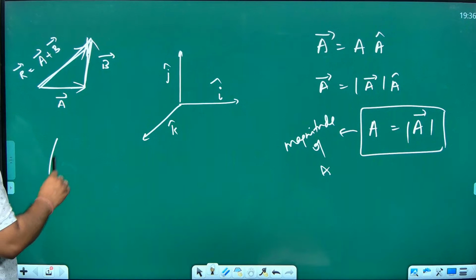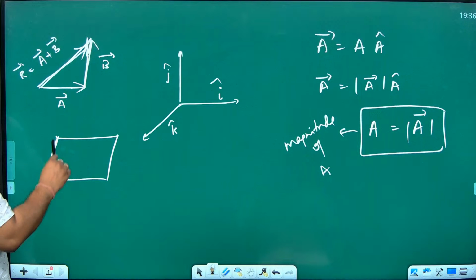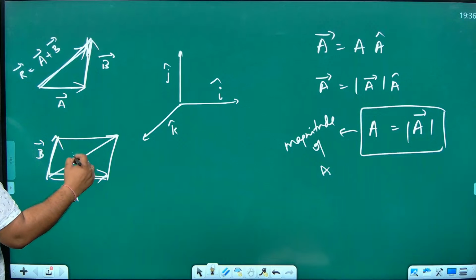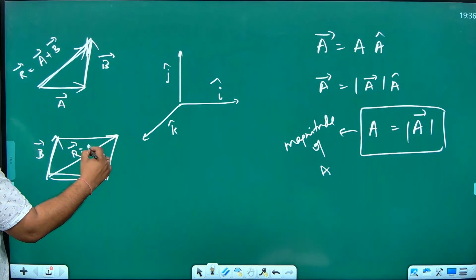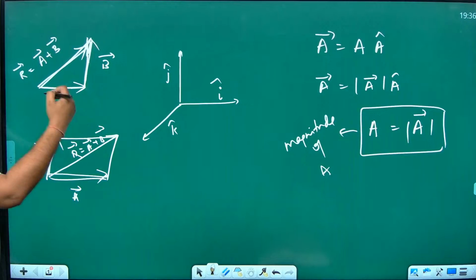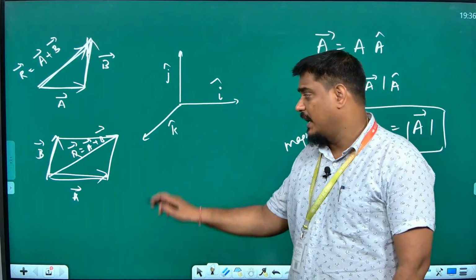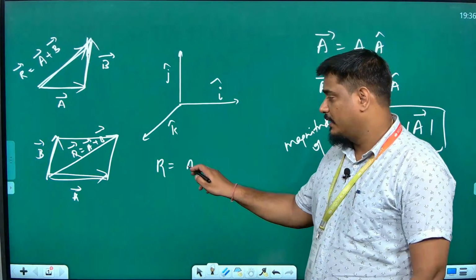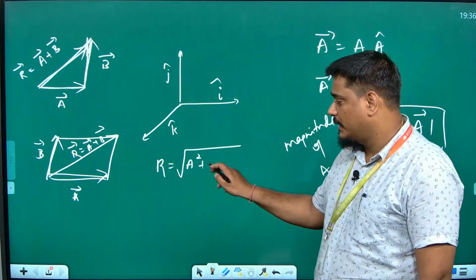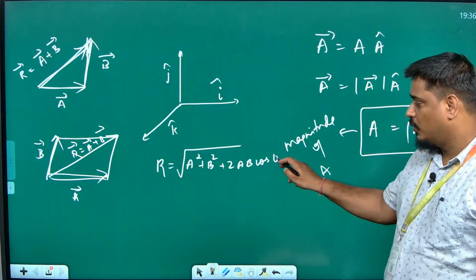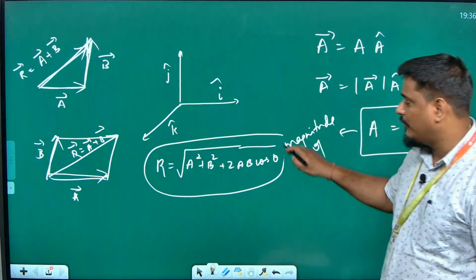Whereas for the parallelogram law, I said that if you keep two vectors on adjacent sides of a parallelogram in such a way that their heads or their tails are at the same point, then the diagonal of the parallelogram gives the resultant A vector plus B vector. We also found the magnitude of the resultant in both cases. R is equal to root over A square plus B square plus 2AB cos theta, which gives us the resultant of A plus B.